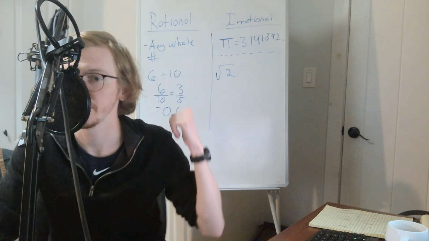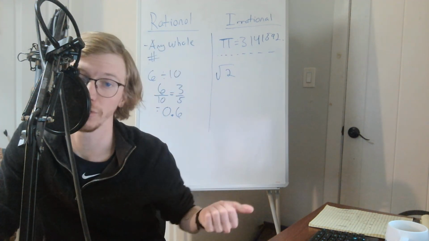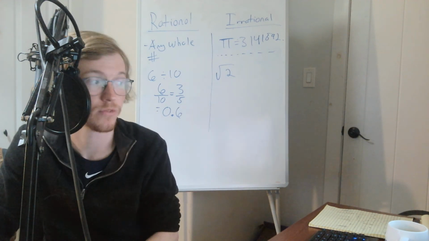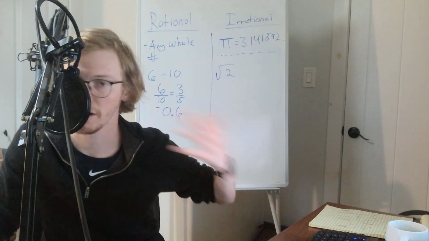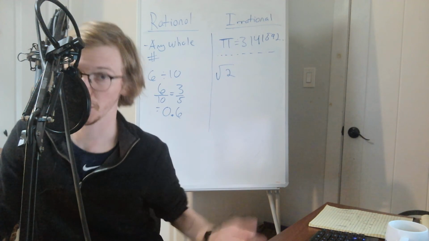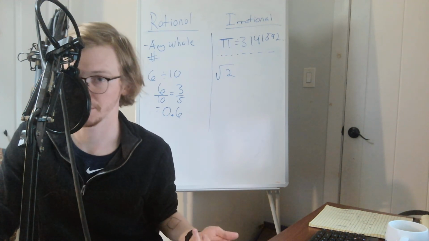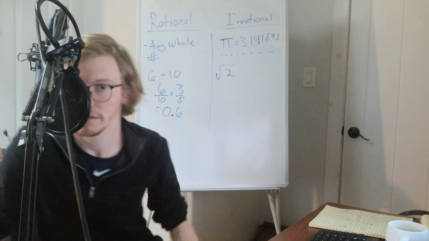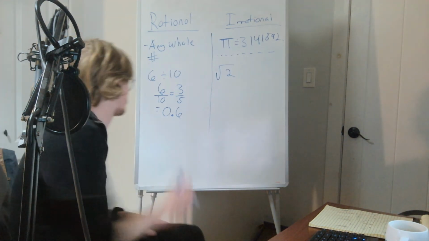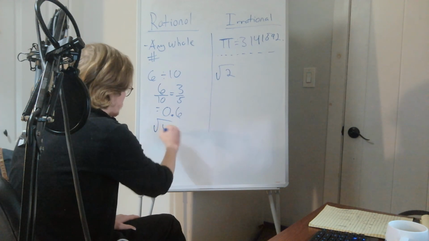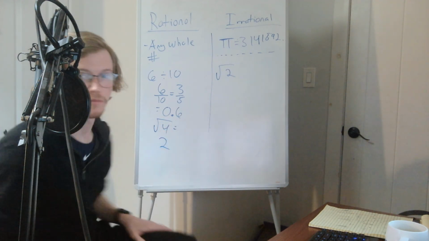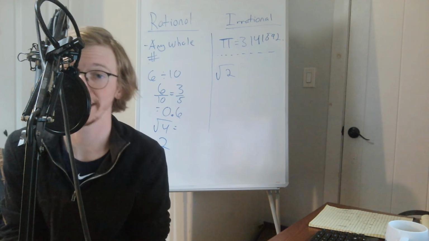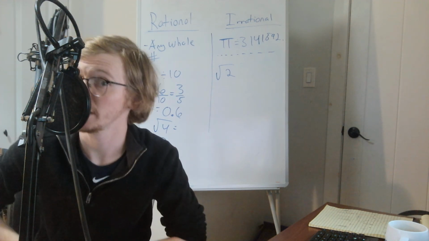If you plug the square root of 2 into your calculator, it's going to give you some long, never-ending decimal, 1.414213, on and on. You can't represent the square root of 2 as a ratio or a fraction in any way. But you can represent the square root of 4 as a rational number. It's just 2.